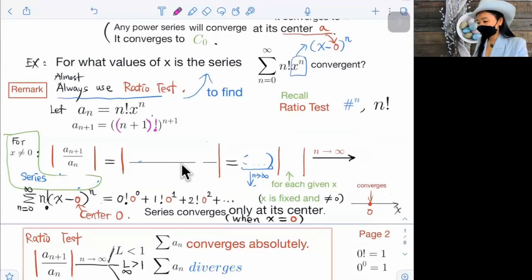Now, the ratio test says that we're going to look at the ratio of an plus 1 over an, and the absolute value of that. Let's do the math. So an plus 1 is this one, so we're going to put it over here.